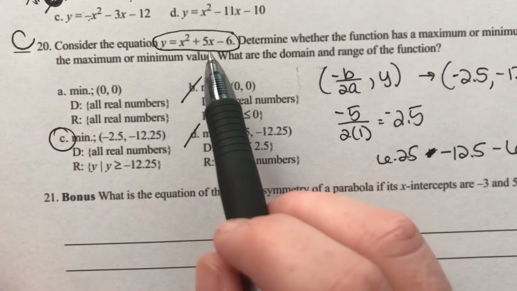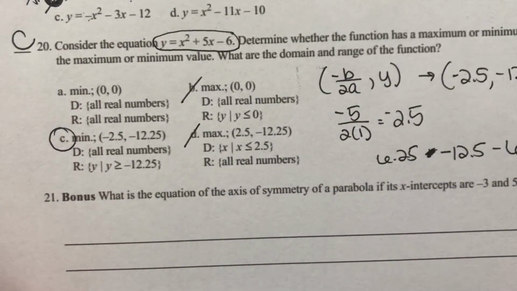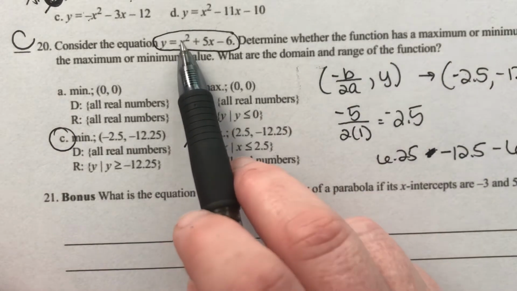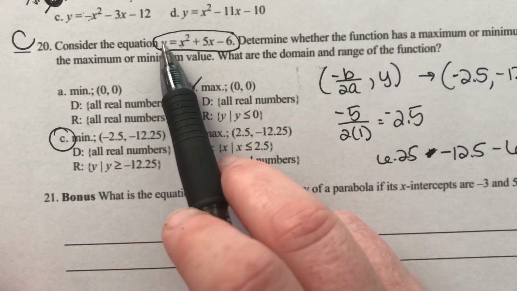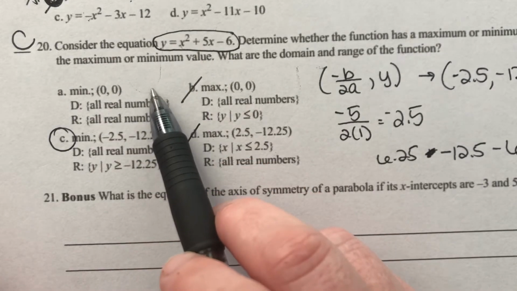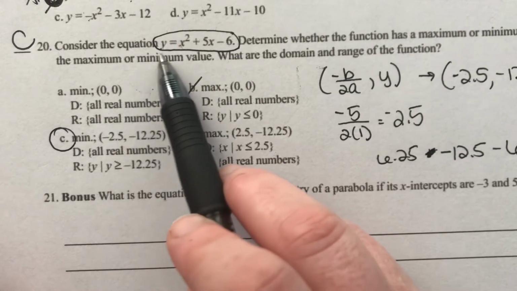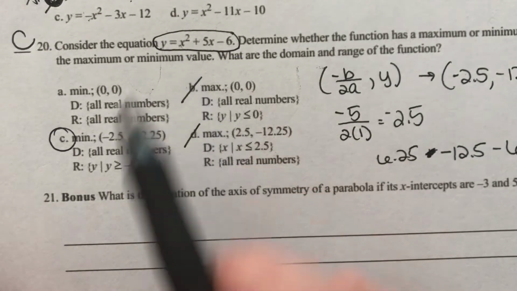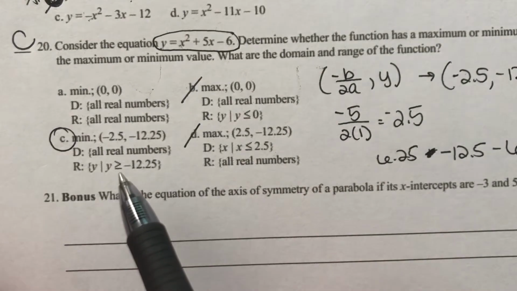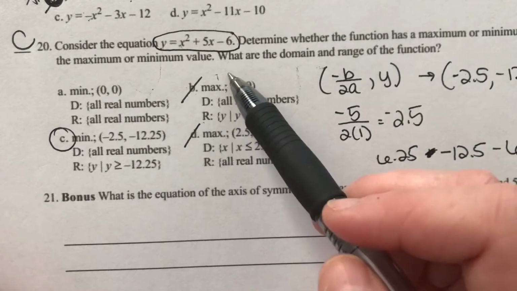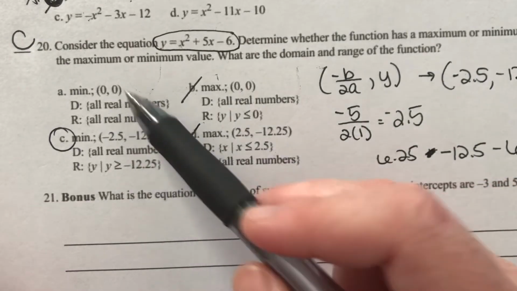All we had to do is figure out, does it have a minimum or maximum? It's talking about the vertex. So you just look at the number in front of x squared. If it's positive, then our parabola opens up and the vertex is the lowest point or a minimum. If it's negative, then our parabola opens down and the vertex is the highest point or a maximum. In this case, it's positive, opens up, we have a minimum, so we ruled out the 2 maximum choices here. So we were left with these 2.